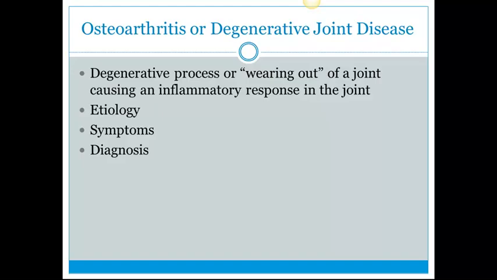The diagnosis, history and physical exam, X-ray sometimes, but this does not always correlate. Sometimes in spinal degenerative joint disease, we will do CT scans or MRIs. Treatment, rest, heat, analgesics, anti-inflammatory medications, steroid injections, and sometimes surgery is warranted depending on which joint has the degeneration.